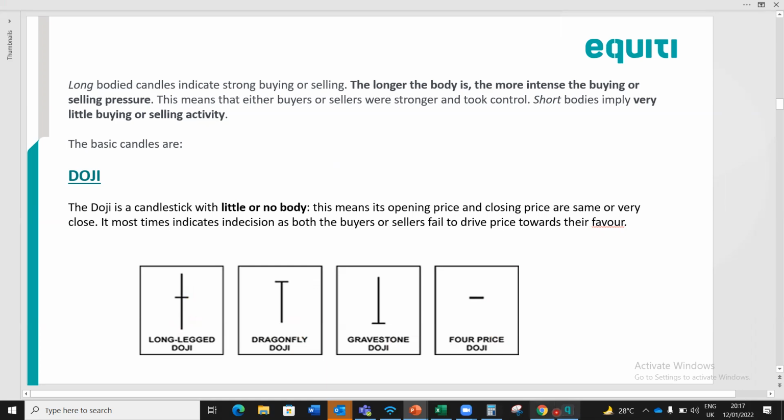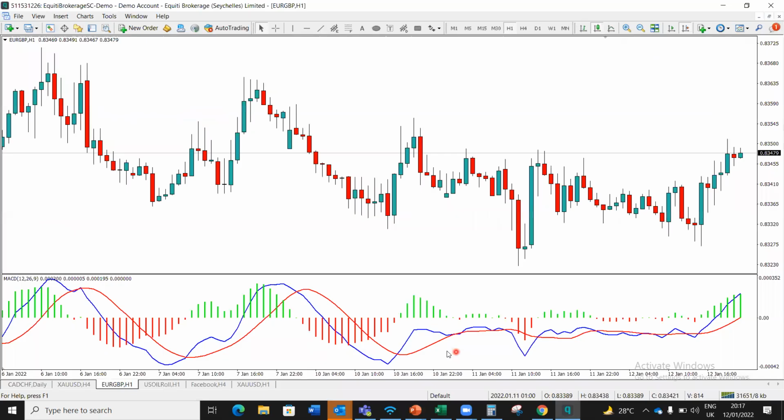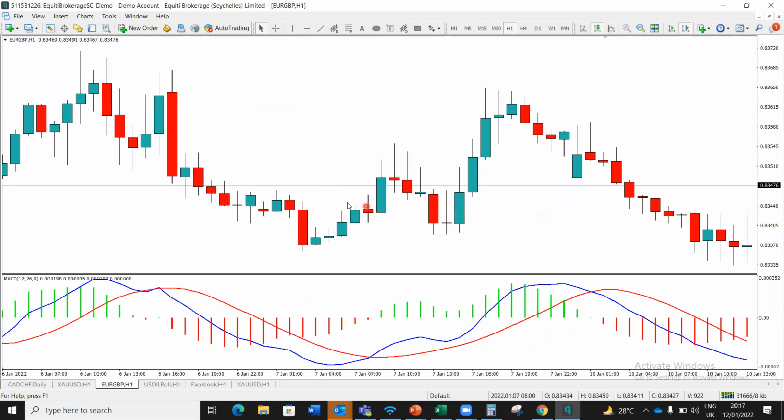We're able to spot some of these already on our chart. This is a long-legged doji. You can go back and check. Notice that the body of these candles is very small, or its opening price and closing price are almost the same. Let me zoom in so you can see if you want to.